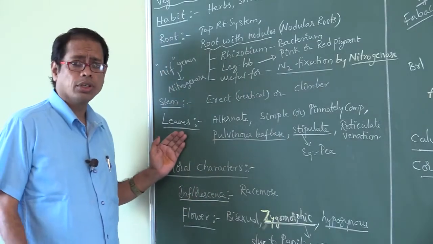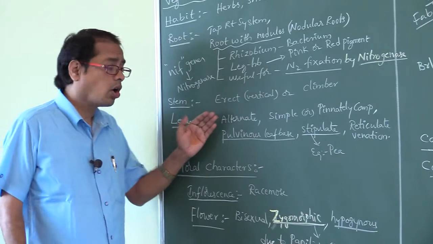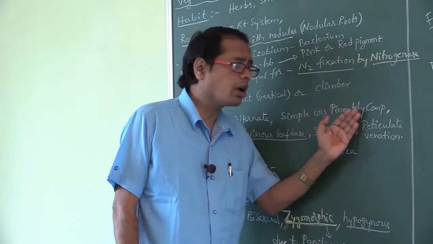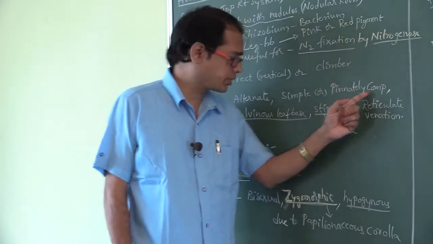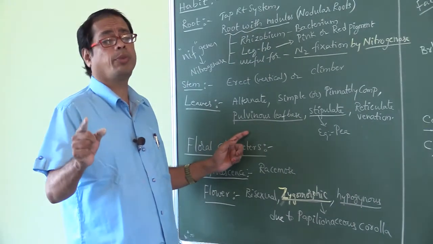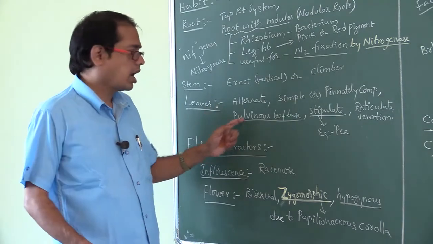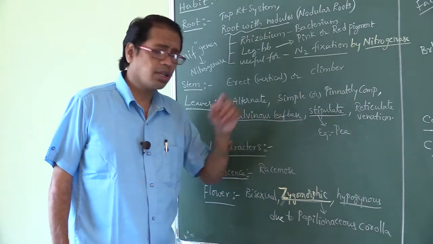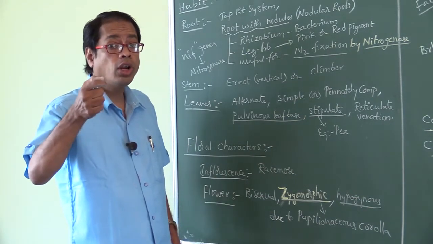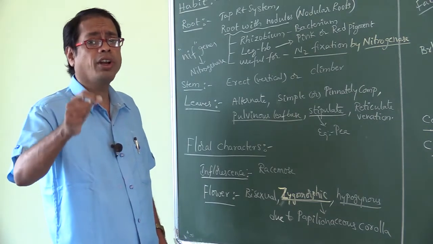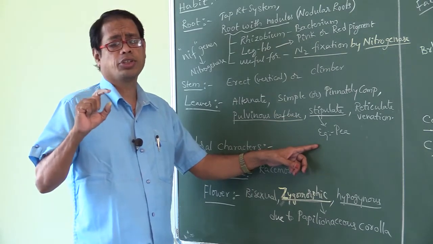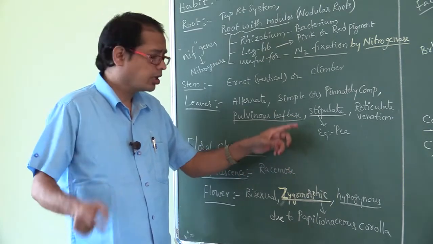Next, leaves. Generally, what type of phyllotaxy is shown? Alternate phyllotaxy. The type of leaves is simple or pinnately compound leaves. The special character of the leaf base is the pulvinate leaf base. And stipules are present. In Pisum, the stipules are modified into foliaceous or foliar stipules. Stipules present means stipulate.